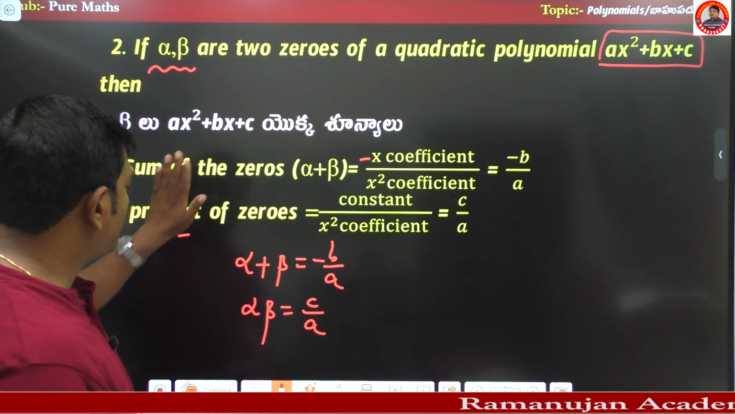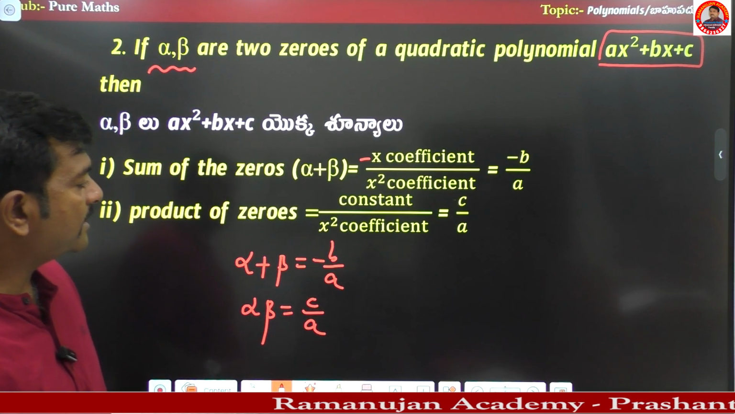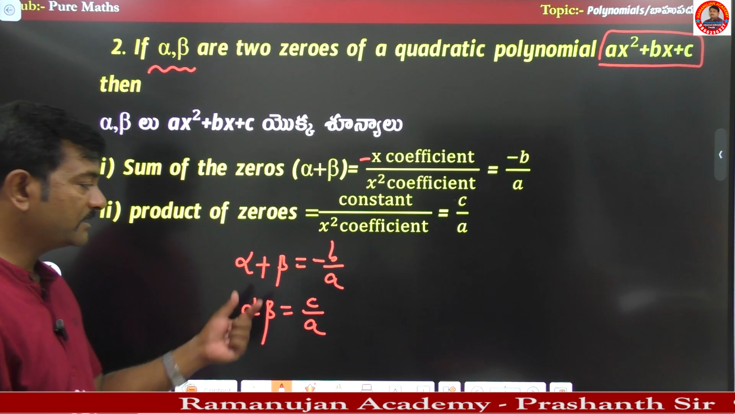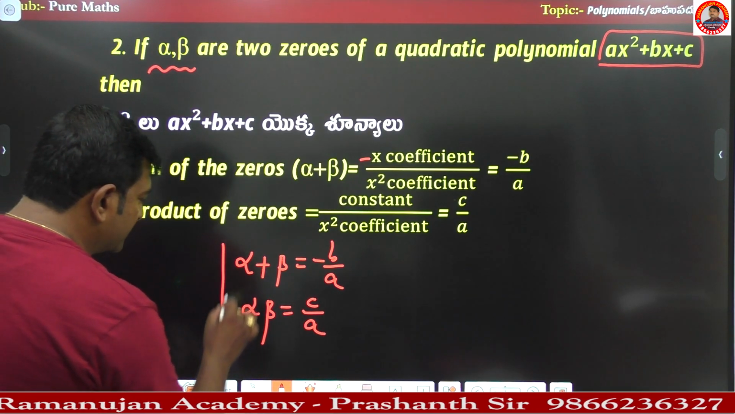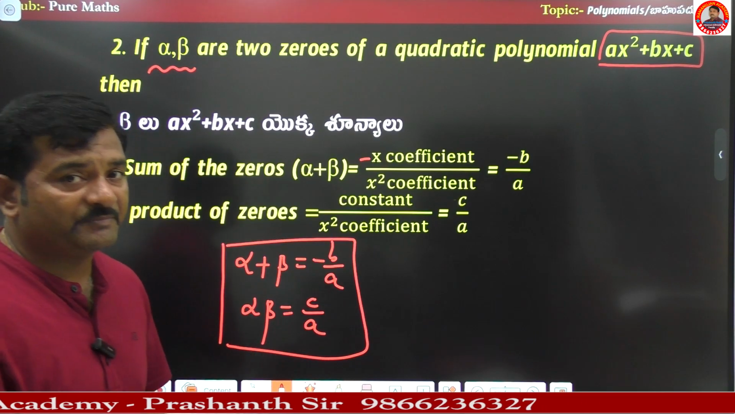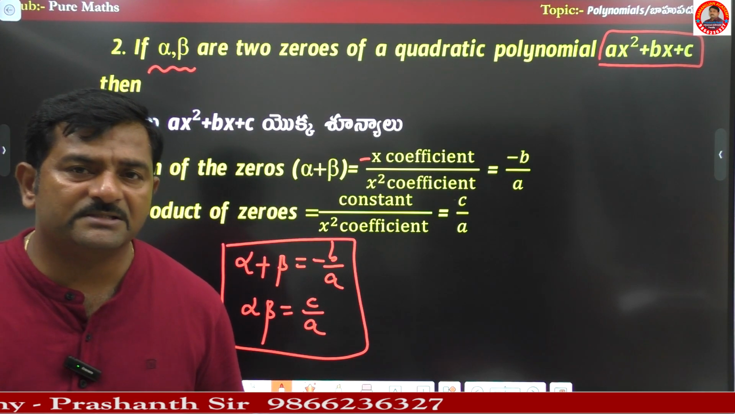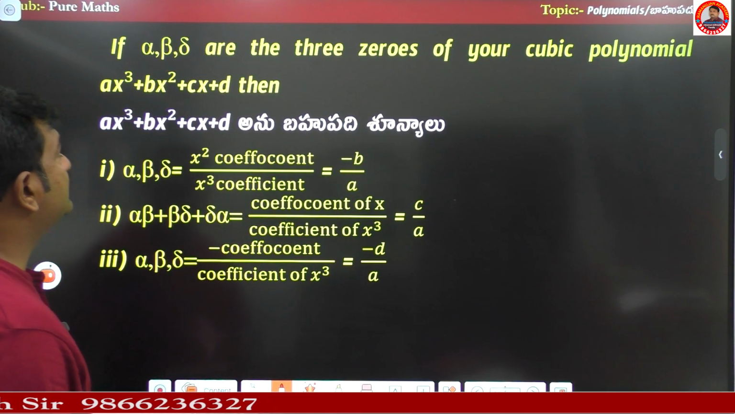The product of the zeros, alpha into beta, is the constant divided by the x square coefficient. These are the roots and these are the coefficients, so this is said to be the relation between the roots and coefficients of the polynomial. Where we use all these, you will come to know while discussing problems.